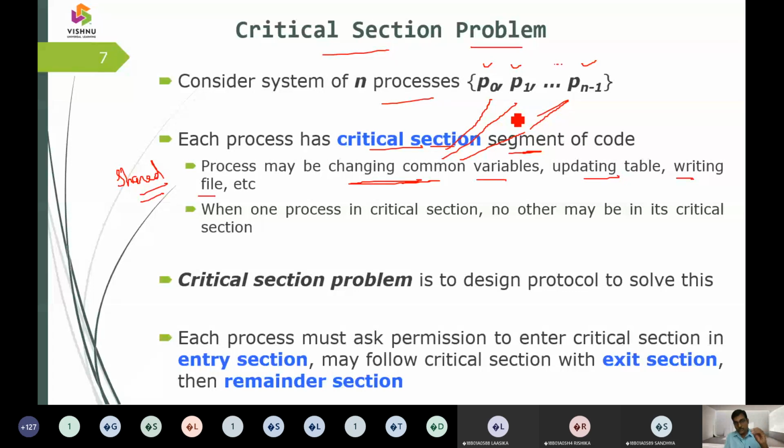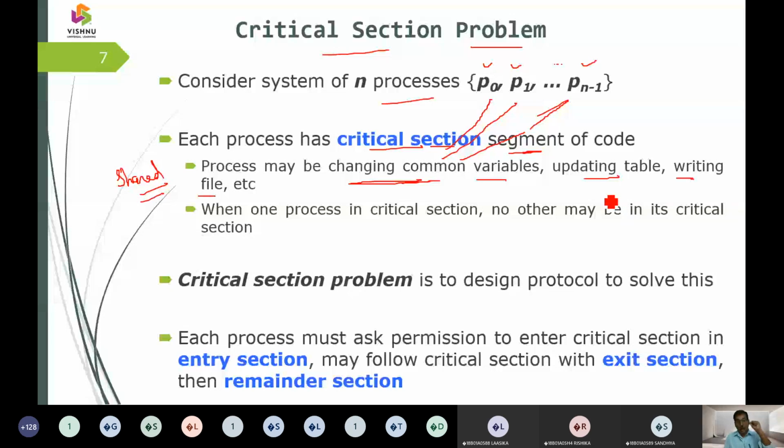For all those elements, the items are going to be common. So those elements that are available. Each process has a critical section, a segment of code. What does that critical section of code mean? It can be some shared variables, it can be some tables, or something which is common to two or more processes. That is where we say it is a critical section. The shared data structure, the shared item, whatever it is, is going to be put into the critical section.